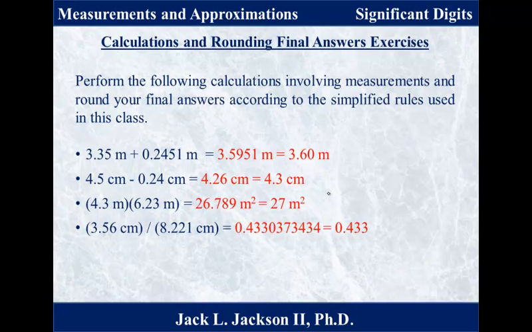Similarly, 4.5 centimeters minus 0.24 centimeters is 4.26 centimeters. The original data, the least precise, was the first one, which was in tenths, and so we round this off to tenths, which is 4.3 centimeters. Next one's multiplication, so we just multiply 4.3 times 6.23, that's 26.789. Meters times meters is square meters, or meters to the second power.